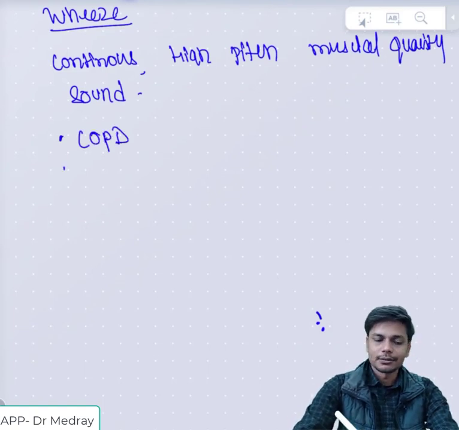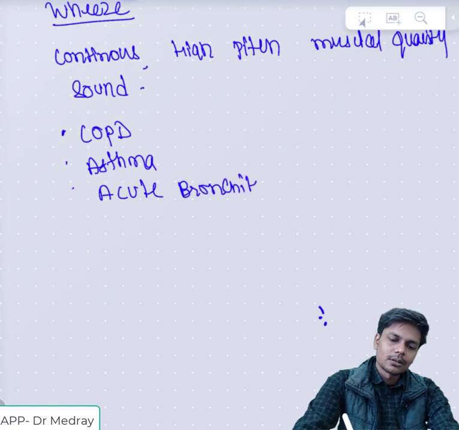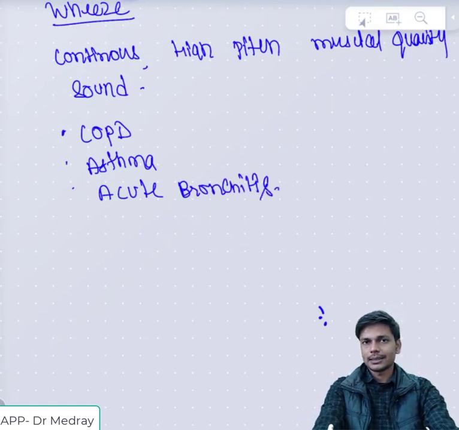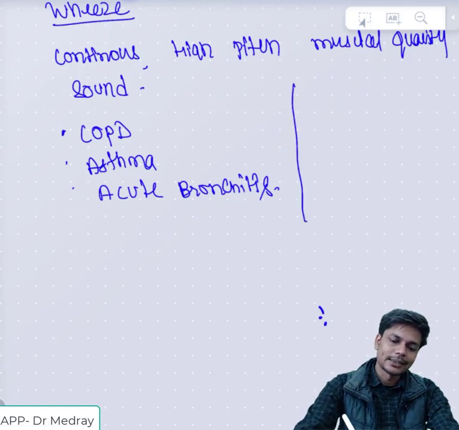So when we think of wheeze, we think of chronic obstructive pulmonary disease. When we think of wheeze, we think of asthma. Remember, wheeze can also occur in acute bronchitis, or a foreign body reaching the bronchus can also produce wheeze. Wheeze can occur in acute bronchitis, asthma, COPD, or foreign body. Wheeze is usually expiratory.